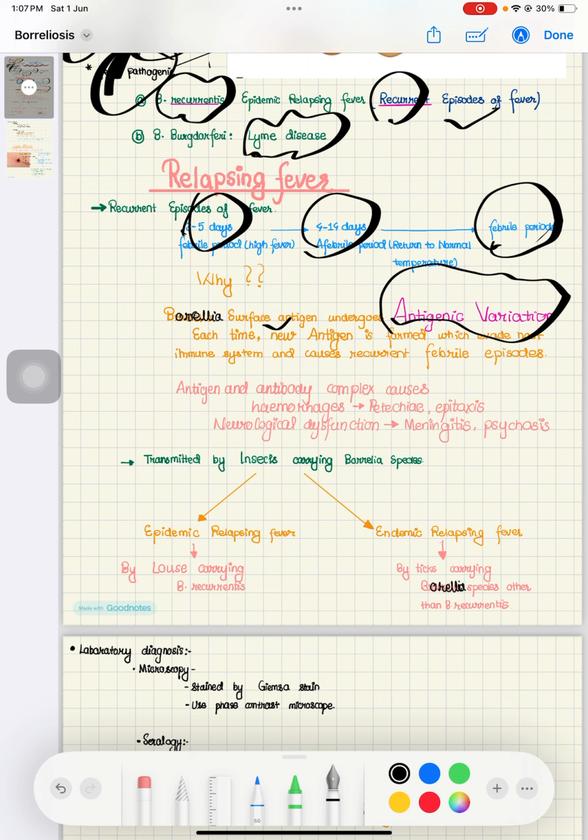The Borrelia surface antigen undergoes antigenic variation. Each time a new antigen is formed, which evades the immune system and causes a recurrent febrile episode. The antigen-antibody complex further causes hemorrhages and neurological dysfunction.